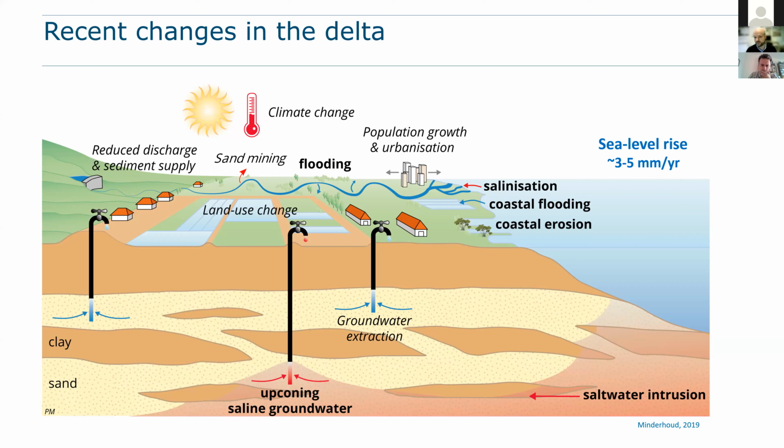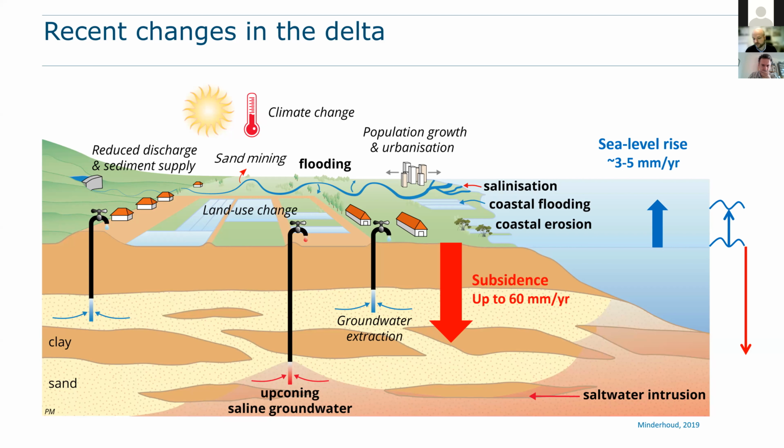And as a result of global warming, we have rising sea levels. And for the Mekong Delta, this number lies between 3 to 5 millimeters per year at present. And then these deltas themselves are not stable either. So the delta surface can also sink. And this is what we call land subsidence. The rates of land subsidence at present have been measured up to 60 millimeters per year. So these two combined, sea level rise and land subsidence, is what we call relative sea level rise. So this is the sea level rise experienced by the land when you stand at the coastline.